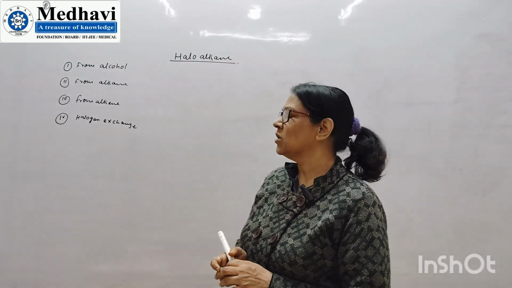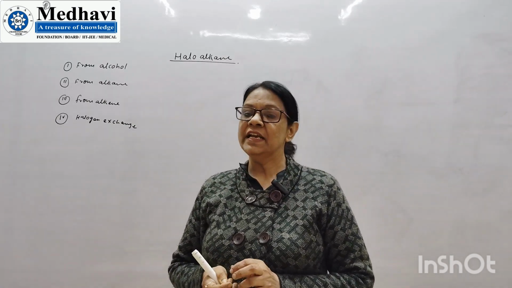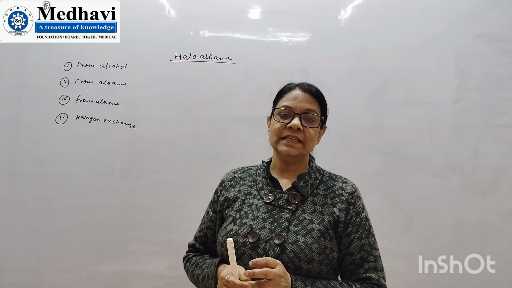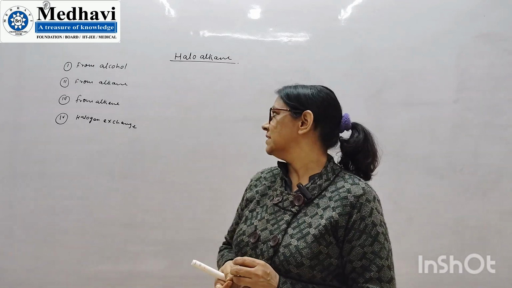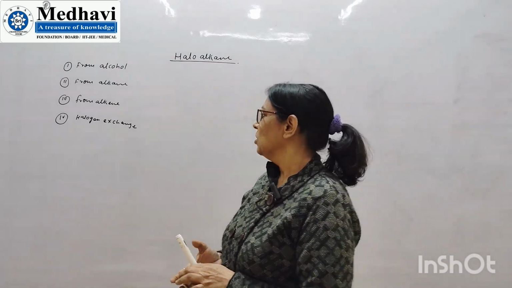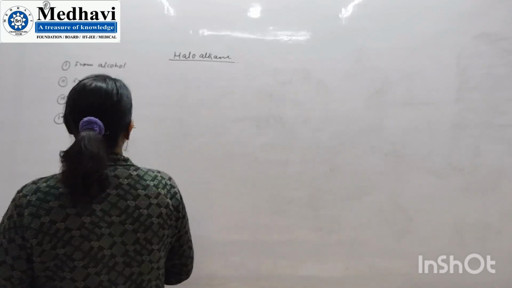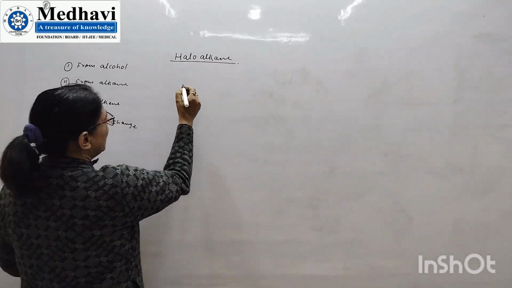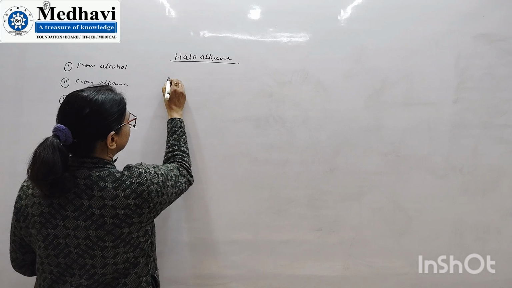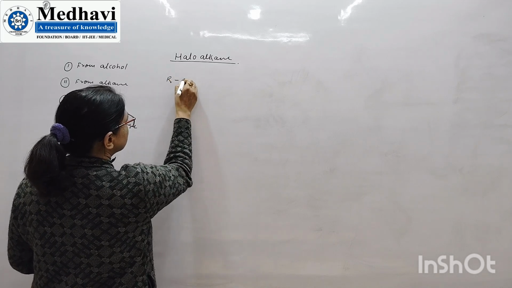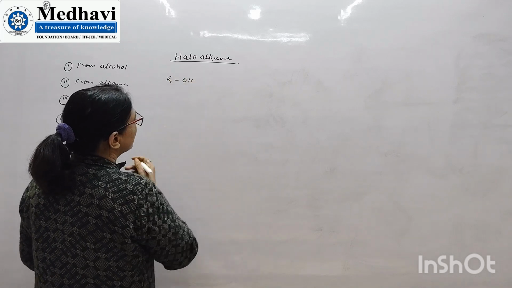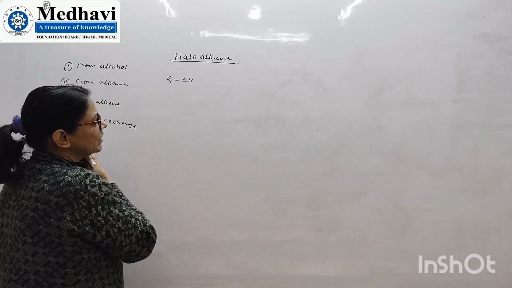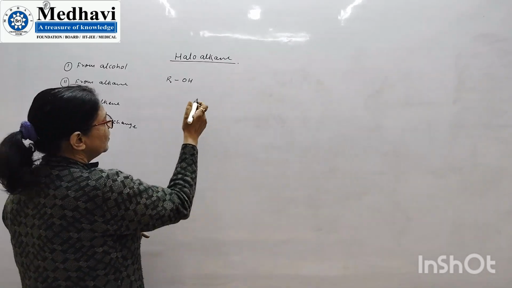But for the preparation of haloarene, we need electrophilic reaction and Sandmeyer reaction, that I will discuss after discussing this part. So how can we prepare haloalkane from alcohol? The alcohol group I have already explained. This is the alcohol group. R is the alkyl group and OH is the functional group.